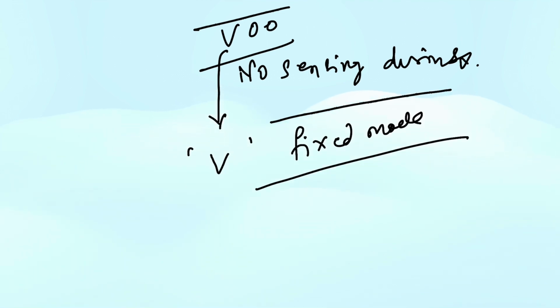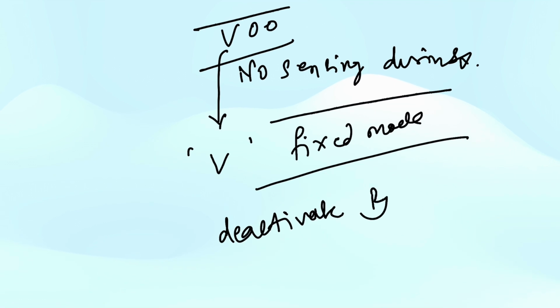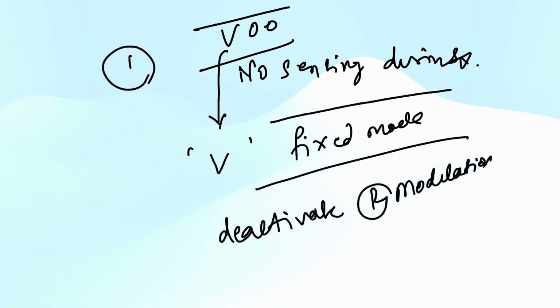And remember to deactivate any rate modulatory function if there is one. So intraoperatively there are two concerns. One is the need to activate VOO mode, which is a fixed mode, and second is to deactivate the rate modulatory function.